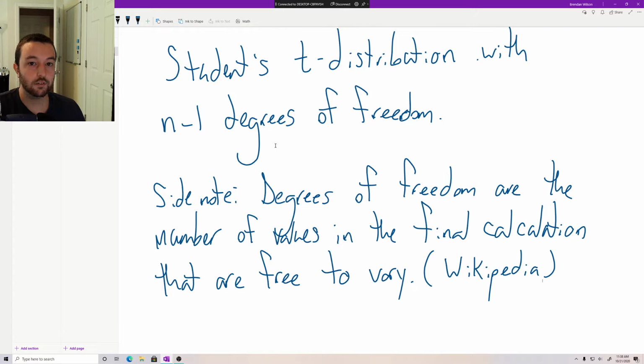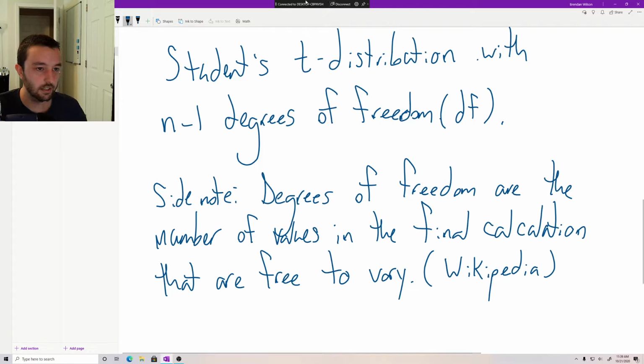It's always going to ask for the degrees of freedom. So we just have to remember that it's n minus 1 degrees of freedom, which we typically would abbreviate as df. We'll see another distribution later if we get to that section called the chi-squared distribution, which also has degrees of freedom. So it's not unique to this one necessarily.